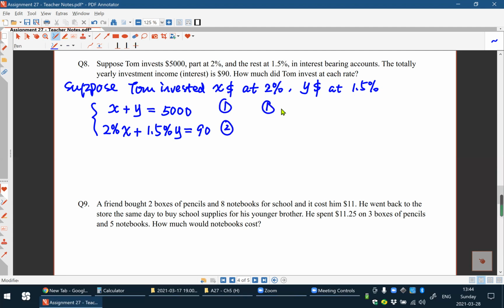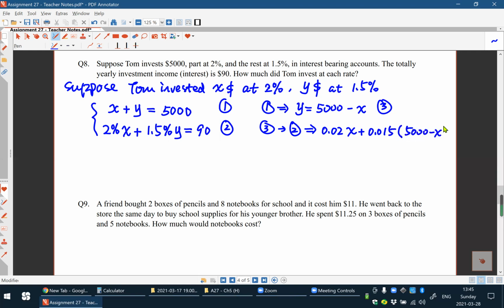Okay, so from the first equation, we can get Y is 5,000 minus X. Let's call this 3. Again, we can put 3 into equation 2. This will give us 0.02X plus 0.015Y, which is 5,000 minus X, equals 90, right? Okay, let's simplify this equation.